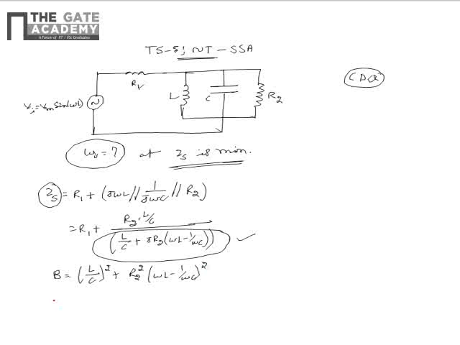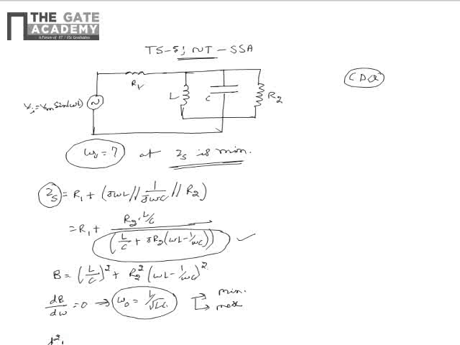We know that for this quantity to be maximum, dB by d omega should be equal to 0, and upon simplification we see that the corresponding value of omega, that is omega naught, is 1 by root LC. So this value of omega naught corresponds to a local minima or a local maxima. Now we need to find what this value of omega naught corresponds to.